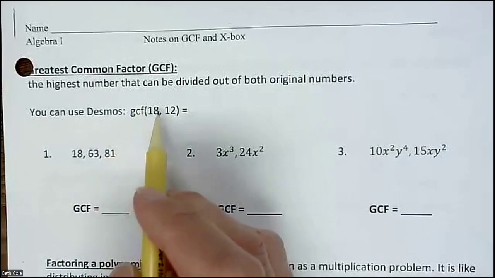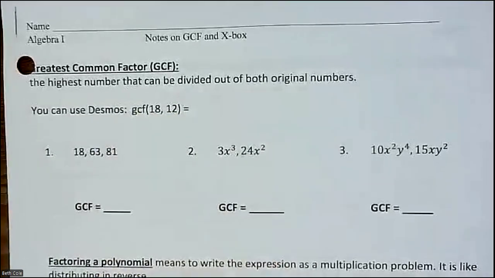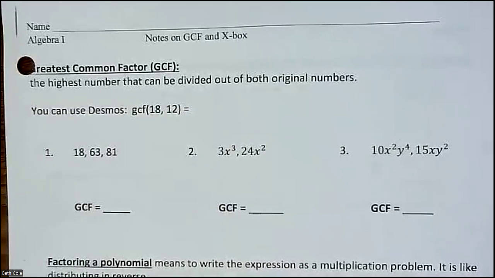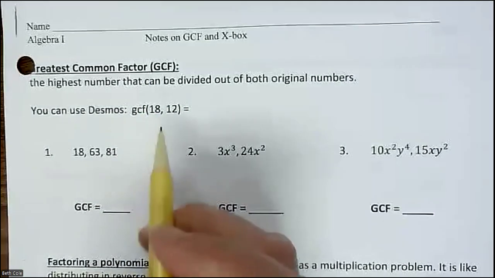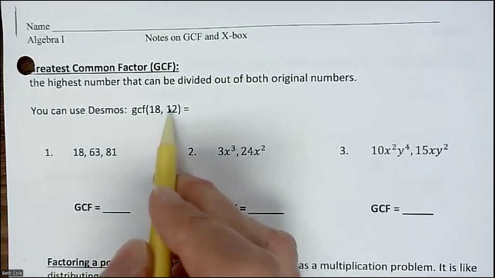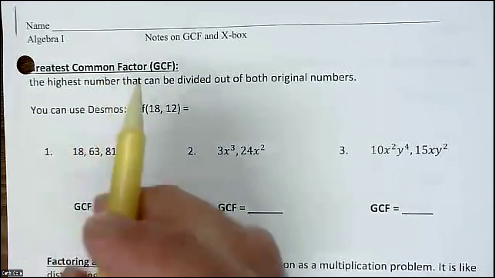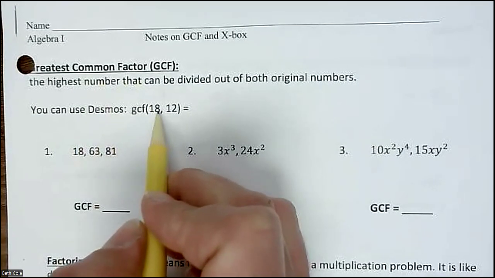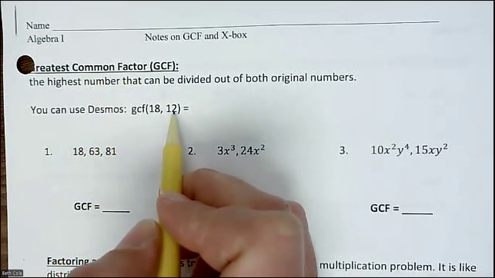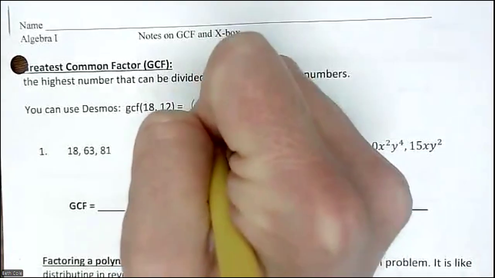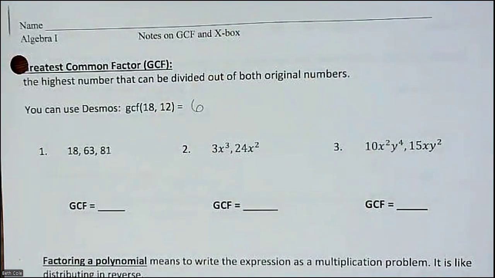So we want the greatest common factor between 18 and 12. You need to have some number sense here. And number sense is not something I can teach you. It's something you get by practice, right? You need the biggest number that you can divide out of both of those. What do you guys think? 6 is correct. What's 18 divided by 6? It's 3, and 12 divided by 6 is 2. So your greatest common factor is 6.